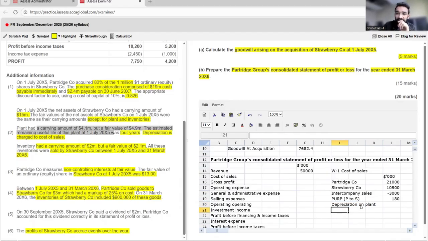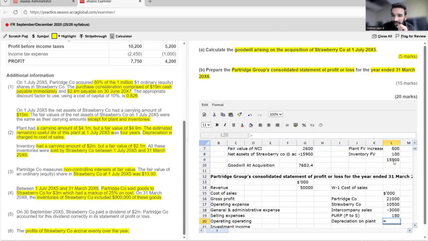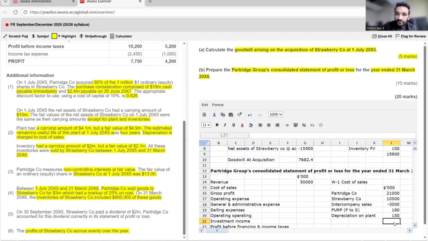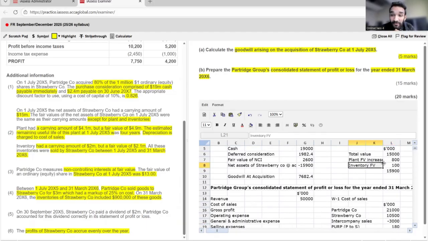Now, what was the depreciation? How are we going to calculate it? What was the increase in fair value? It was, I guess, 4.9 minus 4.1. This is the calculation, 800, right? Divided by, what was the life? It was 4 years, into 9 by 12. So 150 depreciation. And also inventory fair values increase at the acquisition.